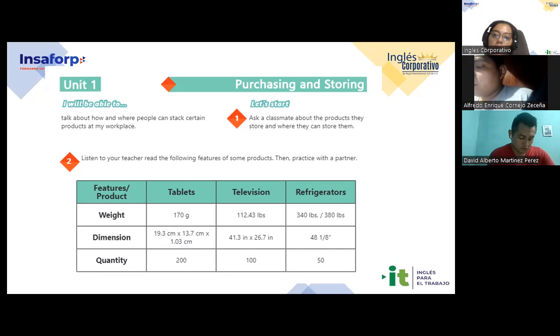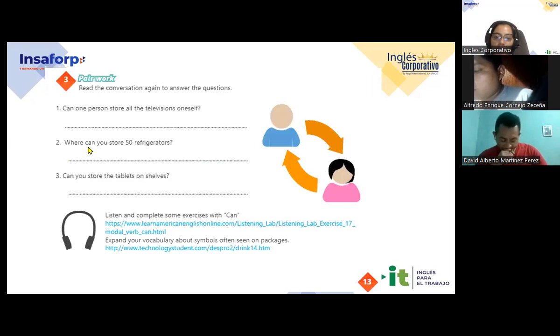Time 26.7 in. Refrigerator. The dimension of the refrigerator is 48, so, 1 in 180. Okay? Quantity. 200, 150. Esas son como las dimensiones y que rara vez lo vamos a leer nosotros como en inglés. Sí, quizás tengamos la medida o algo, pero es algo como que pocas veces nos fijamos, a menos que si no es una refrigerator que nos interesa la dimension.